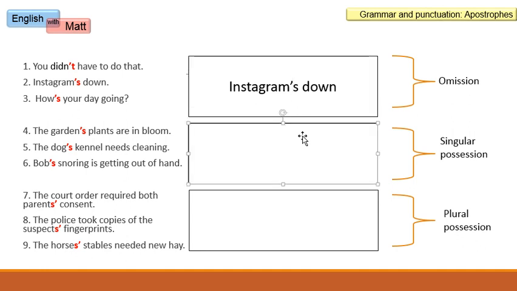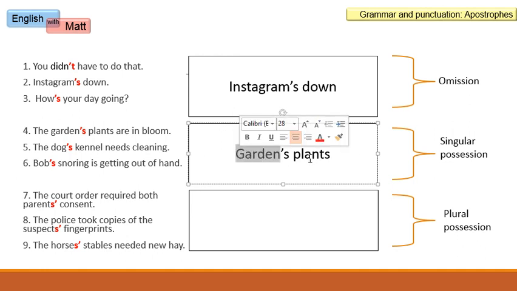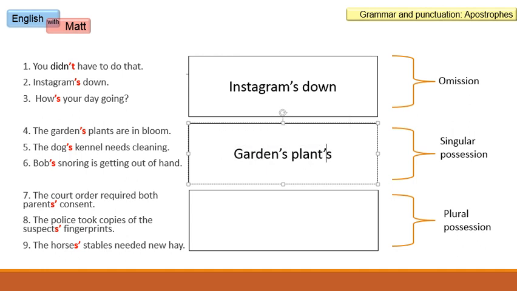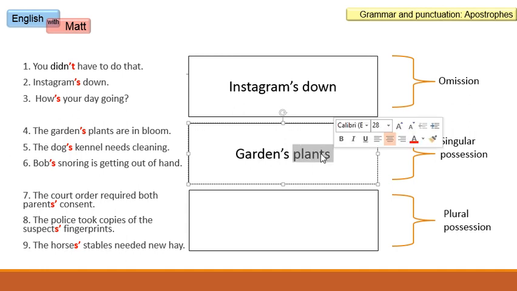Let's talk about singular possession then. The garden's plants are in bloom. So we have here the phrase garden's plants. So the plants belong to the garden. Okay, so these objects belong to this. We don't put an apostrophe here because plants is the plural. So we're saying more than one plant. So we don't need to put an apostrophe in that at all. The dog's kennel, so the kennel belongs to the dog, and the snoring belongs to Bob. So it's his snoring. So we need to show that that snoring belongs to Bob.